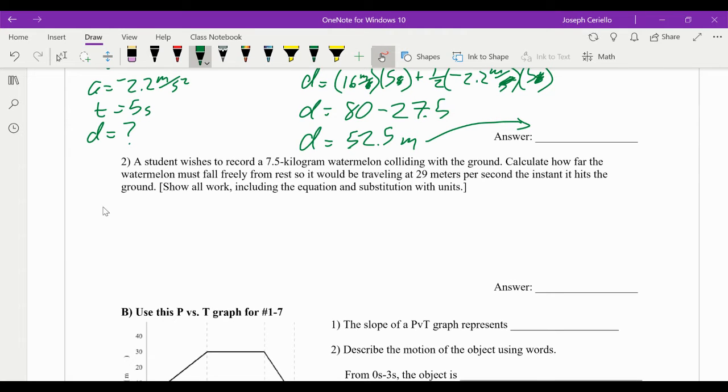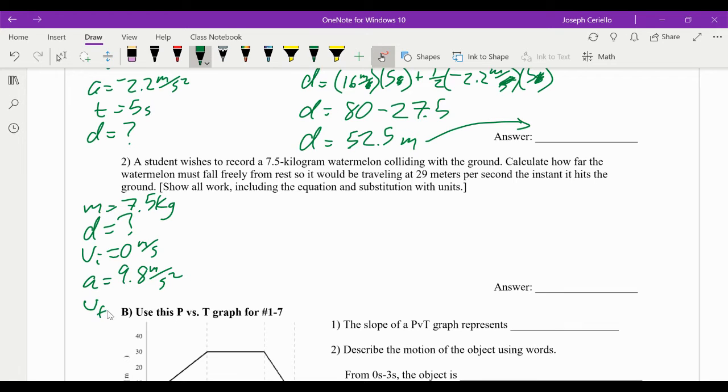Now the next one, we have a watermelon that is 77.5 kilograms. And it's colliding with the ground. Calculate how far, so we need displacement. It must fall freely from rest. We have two pieces of information there. The initial velocity is 0, because it's from rest. And the acceleration, because it's falling freely, is 9.8 meters per second squared. So that it will be traveling at 29 meters per second the instant it hits the ground.